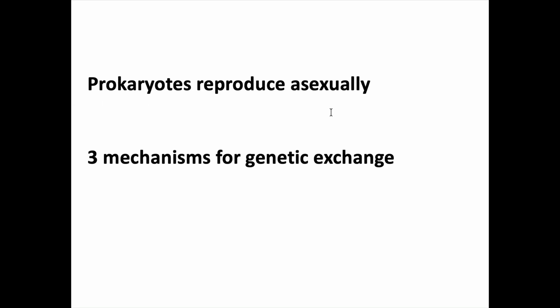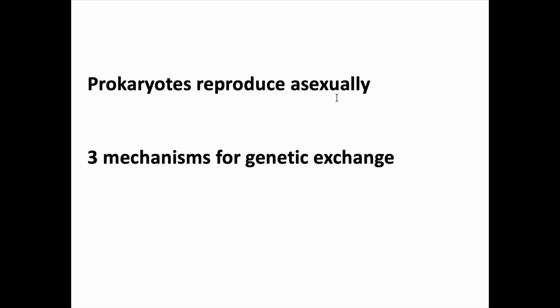prokaryotes. Prokaryotes don't have sexual reproduction. We'll talk more about sexual reproduction when we get into groups that can do this, but prokaryotes can't. And one of the advantages to sexual reproduction is mixing things up and increasing genetic diversity and having diverse offspring.